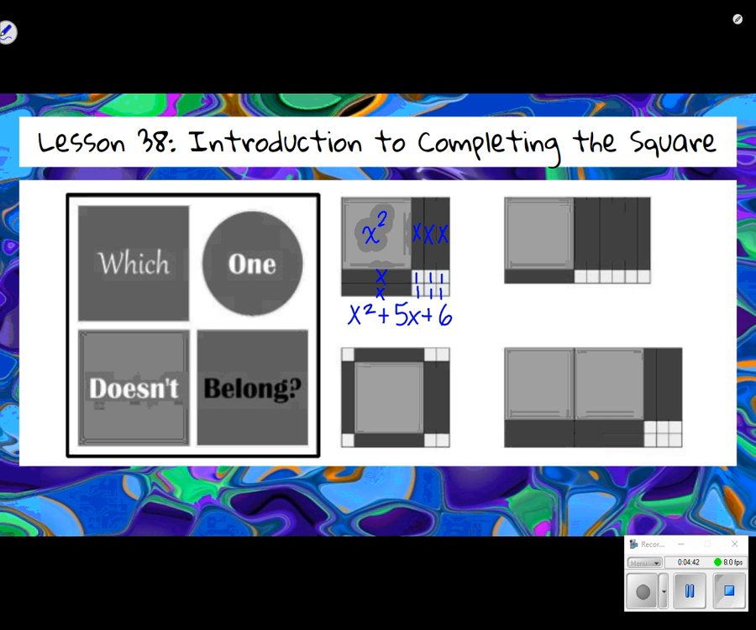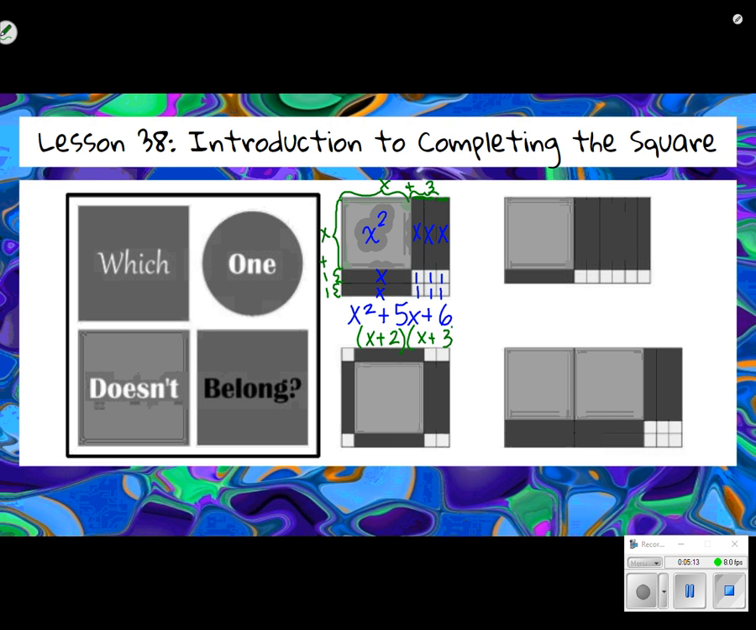plus 6. And what I can do with this area model is say, well, this piece has a length of x, this piece has a length of 1, and this piece has a length of 1. So that looks like x plus 1 plus 1, that's x plus 2. And this length is x, and this has a length of 1 plus 1 plus 1. That's a 3, right? 1 and 1 and 1. So that's x plus 3.